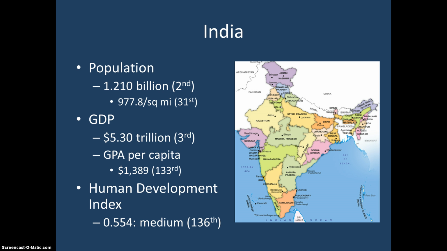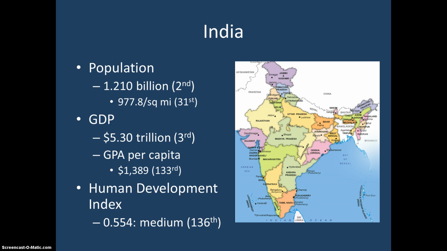It has the world's second largest population at 1.2 billion, and it also has the 31st largest population density per square mile. Now mind you, even with this high population density in terms of the world, this is vastly offset because large parts of India are agricultural. So many of the industrial cities of India have a vastly larger population density than the average.